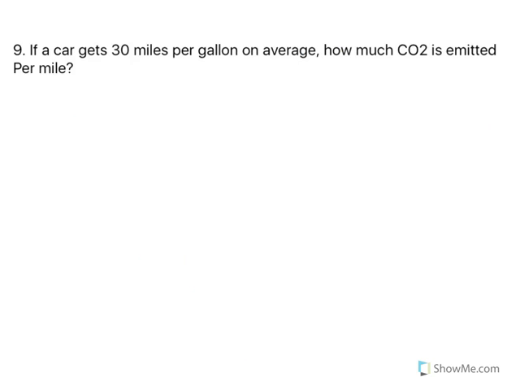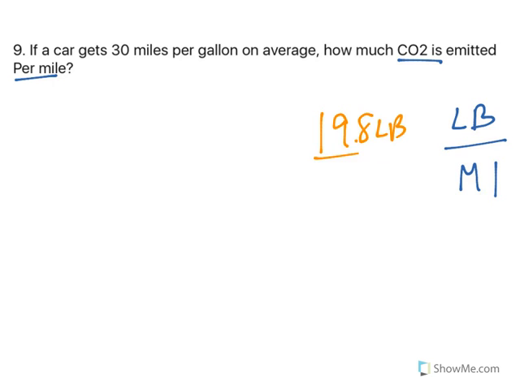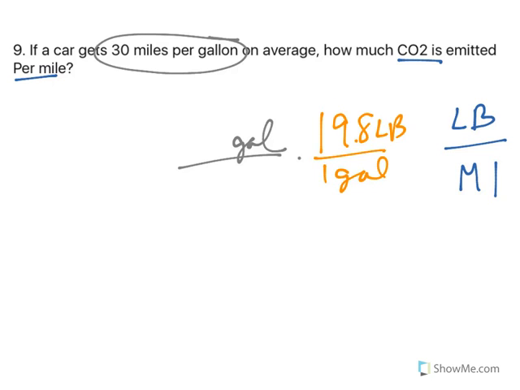If a car gets 30 miles per gallon on average, how much CO2 is emitted per mile? Now, this one's a little bit different because it says CO2 per mile. So our final answer should be in pounds over miles. So when I'm doing this, I still am going to have to use the 19.8 pounds over 1 gallon, but now I have to somehow get rid of the gallon in the bottom and get miles down there. Well, when I look at this, I've got to get rid of gallons. Okay, well, I have 30 miles per gallon.